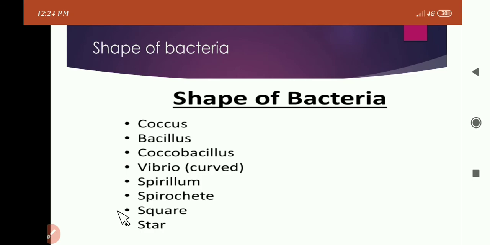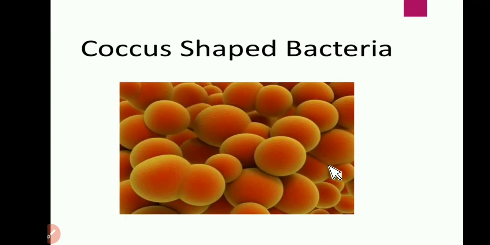Similarly, the bacillus may be perfectly rod shaped, or it can have tapered or flat ends, and sometimes may appear coccus in shape, called coccobacilli. All these shapes of bacteria we can see in the next slides.